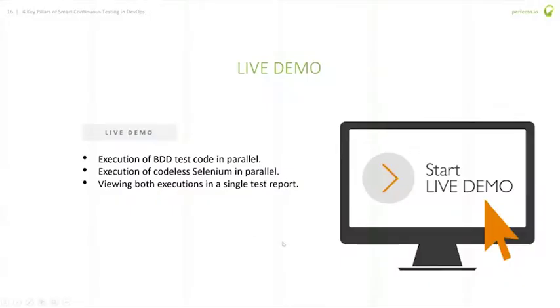We have shown you here execution of BDD test code in parallel on 2 smartphones, the mobile iPhone and the Android. You have seen execution of codeless on 2 different browsers, okay? And you have seen the execution running and visible in one single dashboard, in one single report, filtered or differentiated by the origin, whether it was codeless, Selenium, Appium, could have been Espresso or XCUITest.